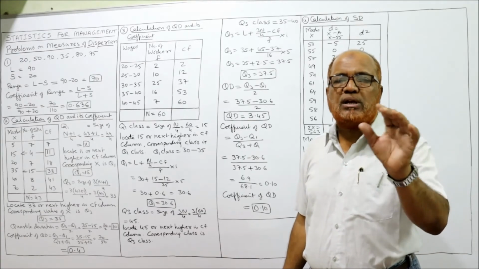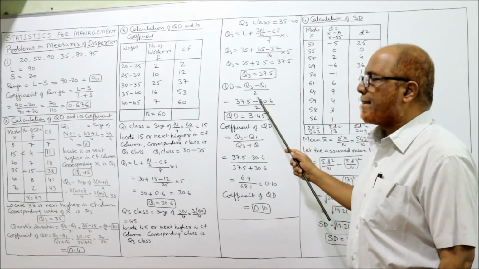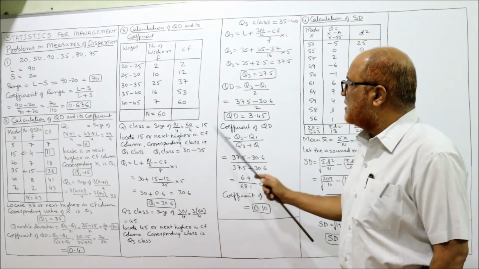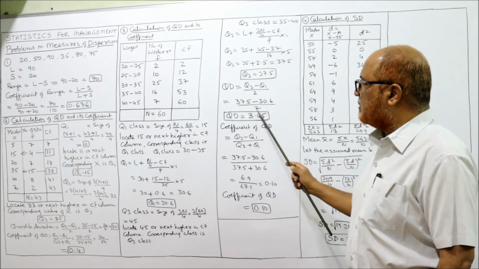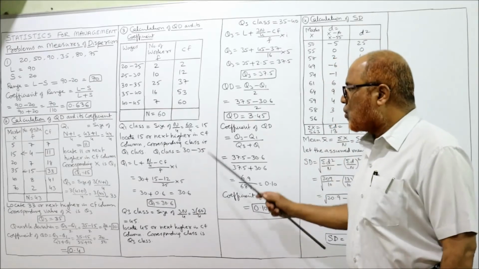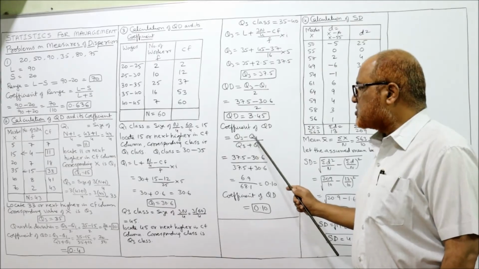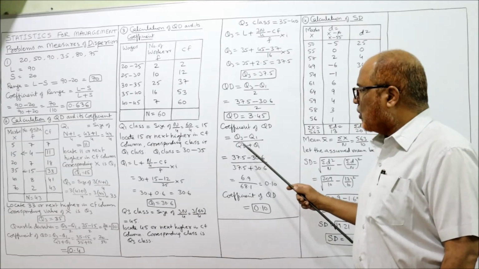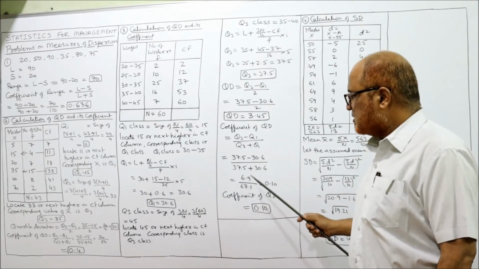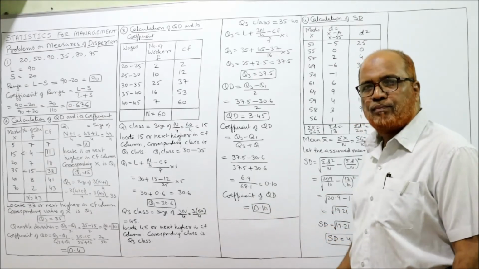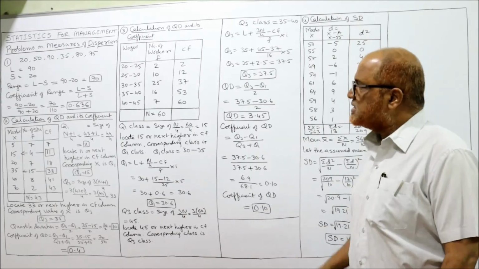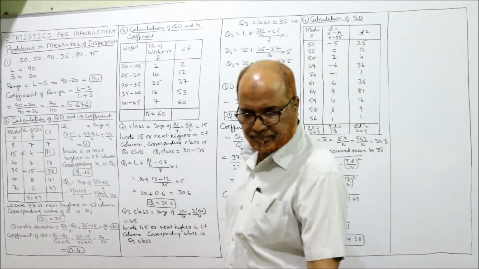Now simply we substitute for quartile deviation, QD. The formula is Q3 minus Q1 divided by 2. Q3 is 37.5 and Q1 is 30.6. So 37.5 minus 30.6 divided by 2, 3.45 is the QD. Coefficient of QD is Q3 minus Q1 divided by Q3 plus Q1. Substitute and solve it, you will get 0.10. So coefficient of quartile deviation is 0.10. That's it. This is the end of problem number 3.